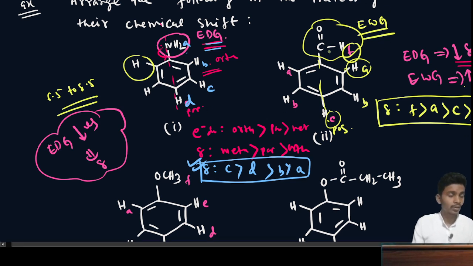Because here these are electron withdrawing groups that increase the chemical shift value. Okay, because it will withdraw the electrons. So here the electron density will decrease, here also it will decrease, and here it will not go, so this will become the lowest.